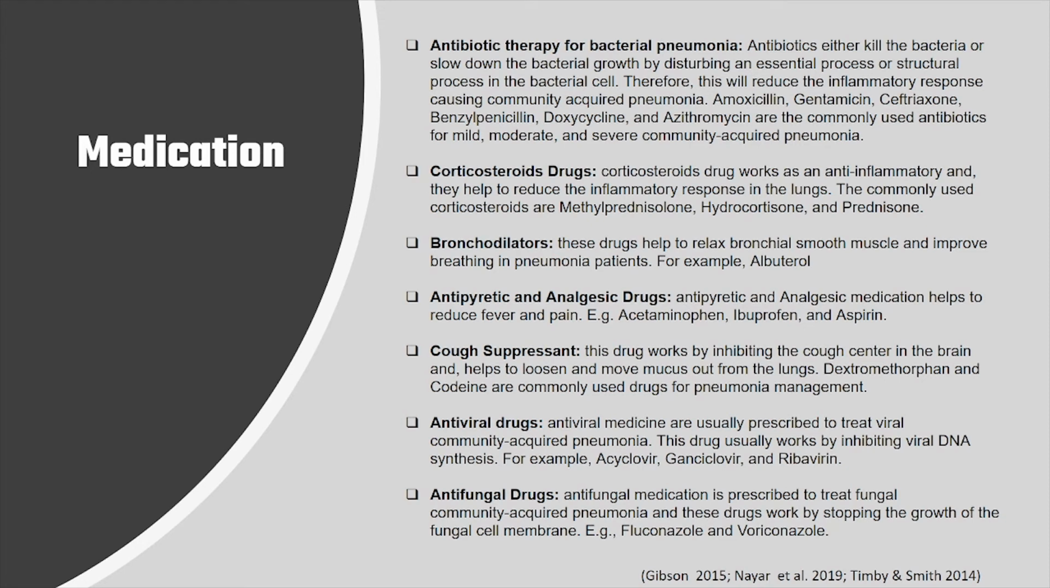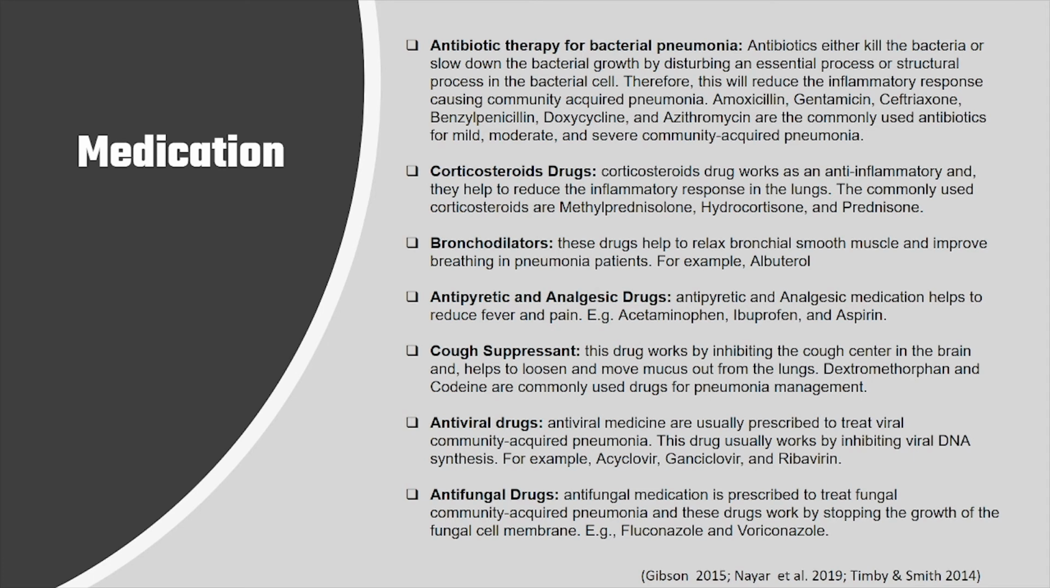Antibiotics reduce the occurrence of adverse effects and development of drug resistance in patients with pneumonia. Antibiotics either destroy the bacteria or slow down the development of bacteria by disturbing the structural process in the bacterial cell. This reduces the inflammatory response caused by bacteria entering into the lungs. The examples of antibiotics are amoxicillin and gentamicin. They are used to treat mild, moderate, and severe community-acquired pneumonia.